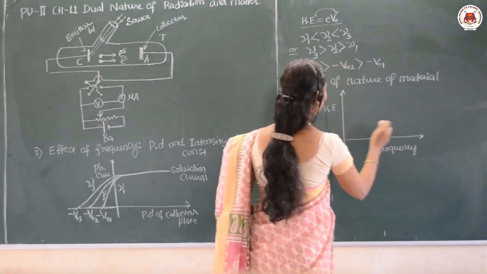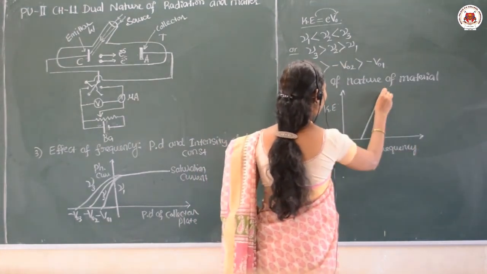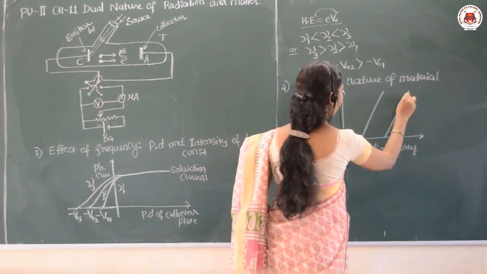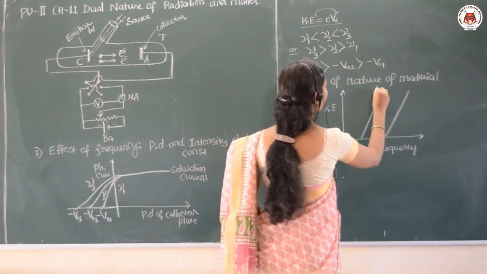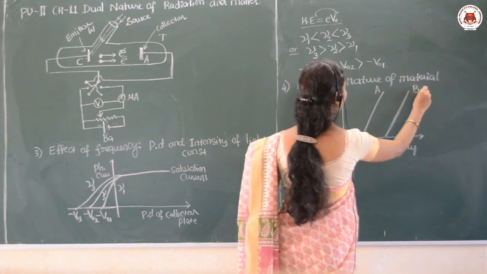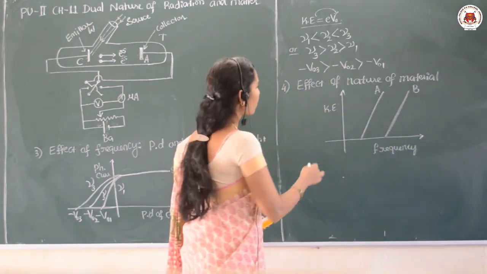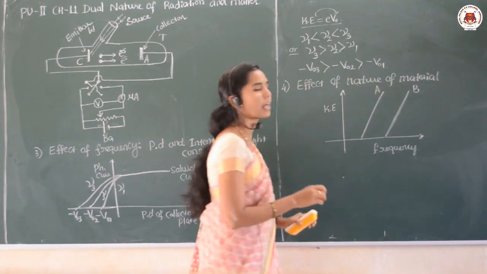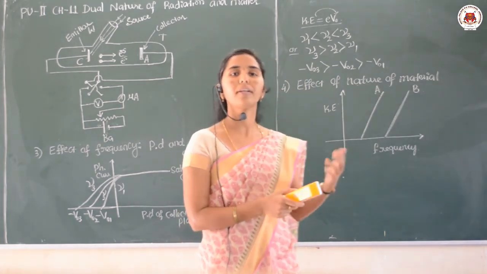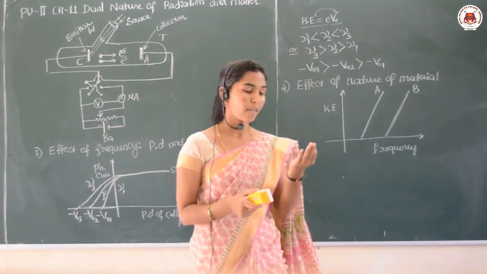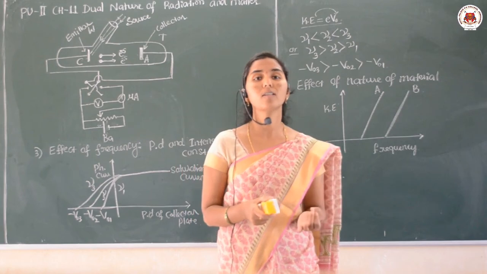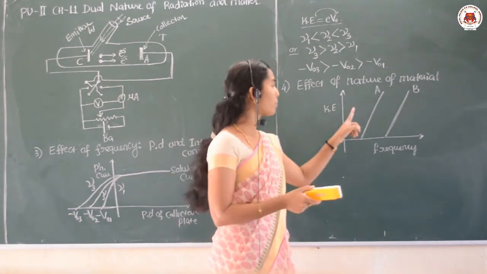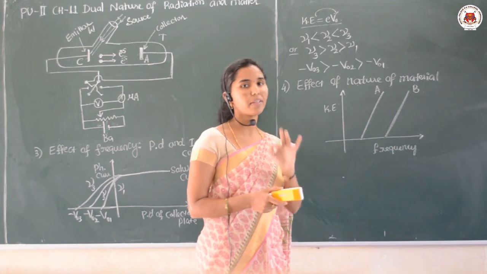Yes, and here also we have a graph where kinetic energy is plotted versus the frequency, and for this we can see two different materials of the plate, call this material A and this material B here. So, when we consider the effect of nature of material, we are taking the PD constant, the frequency constant, and the intensity of the light also constant. But what are we changing here? Only the material of the plate.